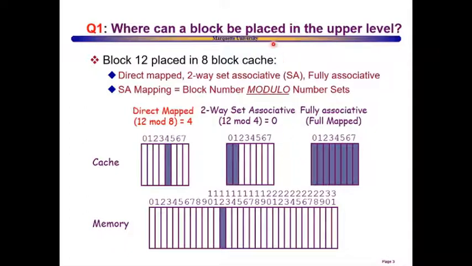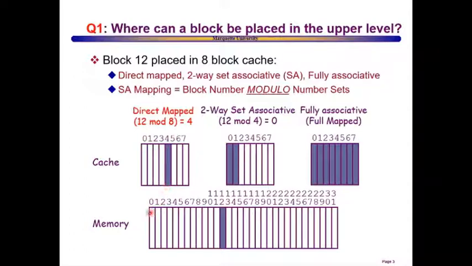So the first question is, where can a block be placed in the upper level? Based on how you answered this question, you would be referring to one of several different cache designs. The first one that we'll be talking about is the so-called direct map. Direct map is, as its name says, a memory address maps directly to only one unique location inside the cache.